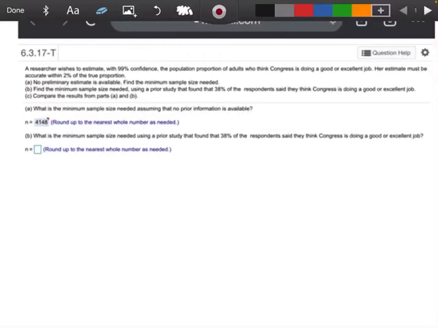So this is a problem out of 6.3, and it says a researcher wishes to estimate with 99% confidence the population proportion of adults who think Congress is doing a good or excellent job. Her estimate must be accurate within 2% of the true proportion. Part A says no preliminary estimate is available. Find the minimum sample size needed.